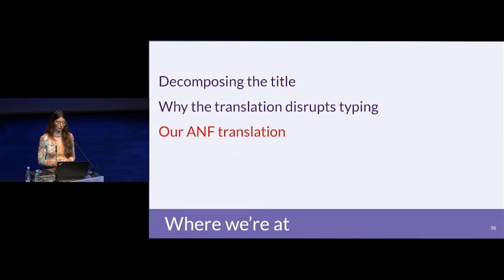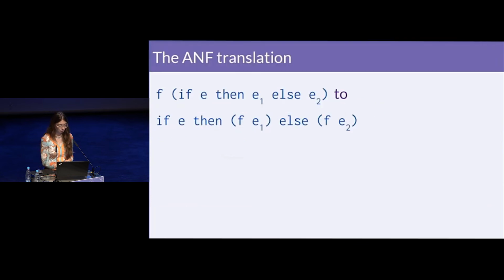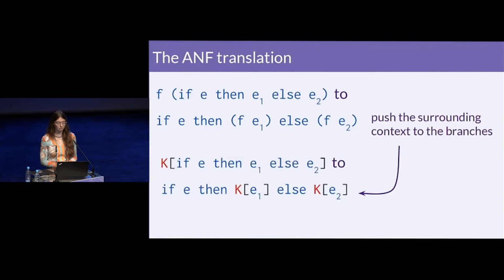Okay, so now that we have a little bit of background, why it's hard to preserve dependent types through compilation, let's talk about how we actually did it. So I mentioned this refactor earlier is a part of ANF, but really it's a more specific case of something we want to do more generally. So in particular, we have some context surrounding our if expressions, and we want to pull the if expressions to the top level by pushing the context into the branches.